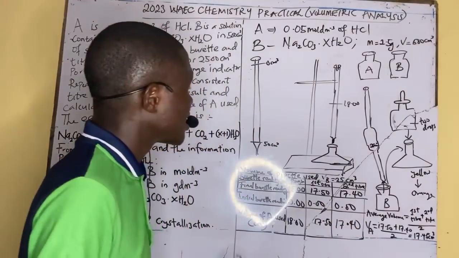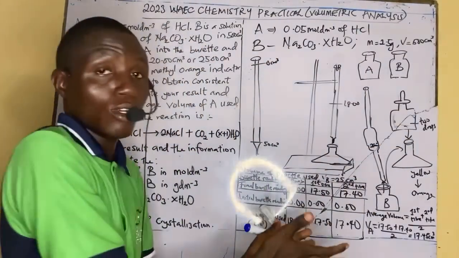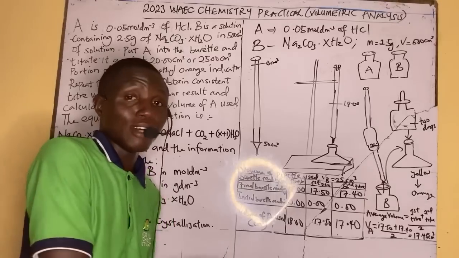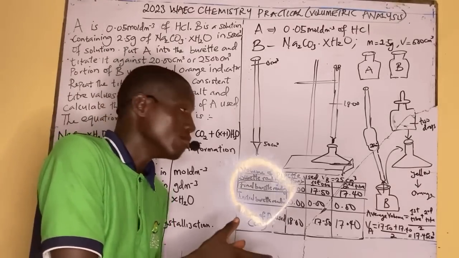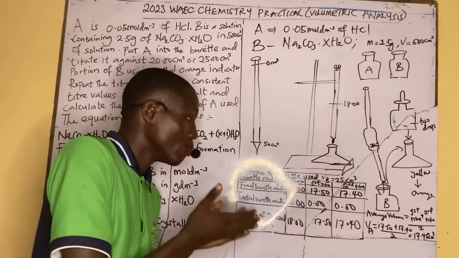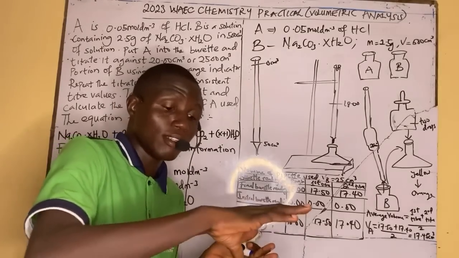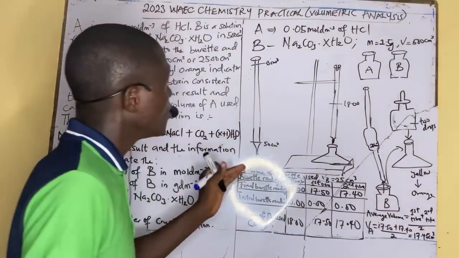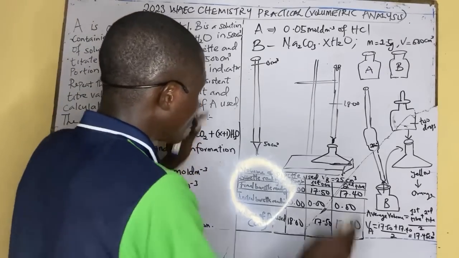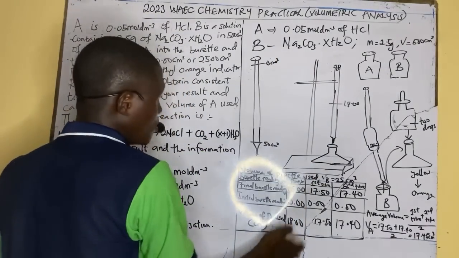So that's that about the whole procedure in carrying out the experiment and how you can get the volume of acid used, this is the average volume of acid used. So now with this, I'm going to clean up this. So these are our tables, please note that.